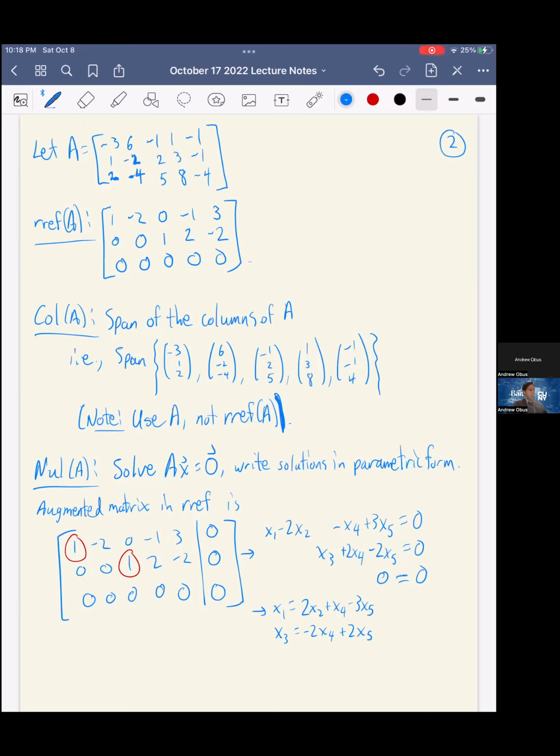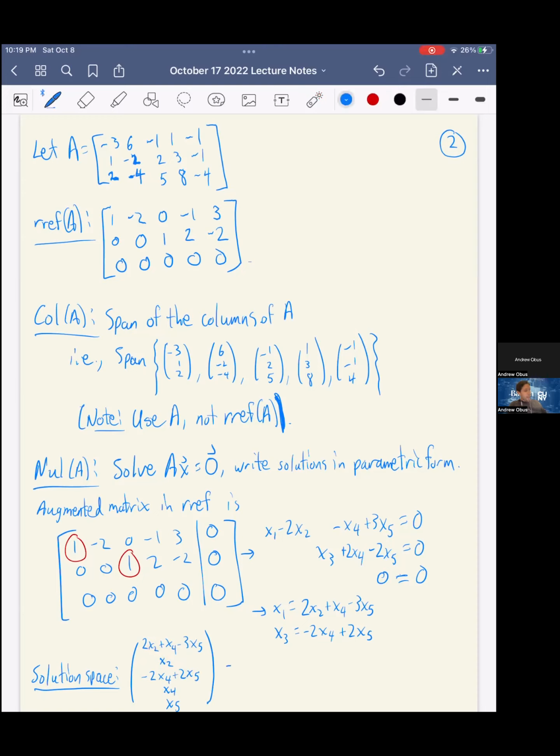And so remember, how do we do this with parametric form? This just says that our solution space is given by any vector of the form 2x2 plus x4 minus 3x5. That's our x1. Then x2 is a free variable. x3 is given by this expression, minus 2x4 plus 2x5. x4 is a free variable, and x5 is a free variable. So any vector in this form is going to be a solution, where you can choose any values you want for the free variables x2, x4, and x5.